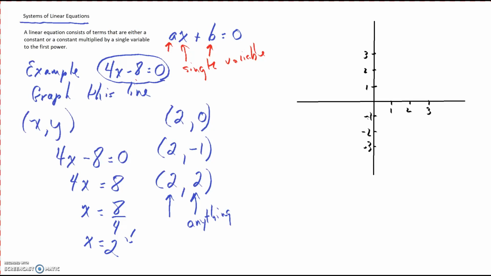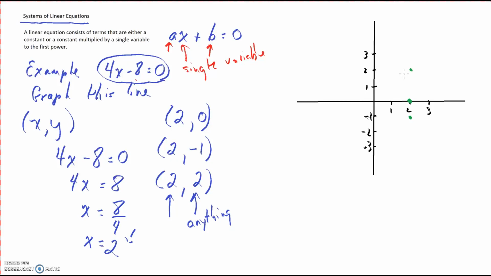Okay, so I've drawn myself a coordinate axis and I'm going to plot these points. 2, 0. So the point (2, 0) is 2 on the x, 0 for the y, so that point is right there. And the other one, (2, minus 1). We go over 2 and down 1. We'll plot that point. What about (2, 2)? So over 2 and up 2.